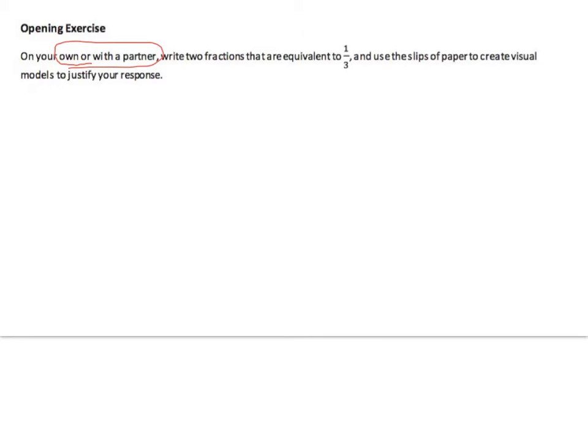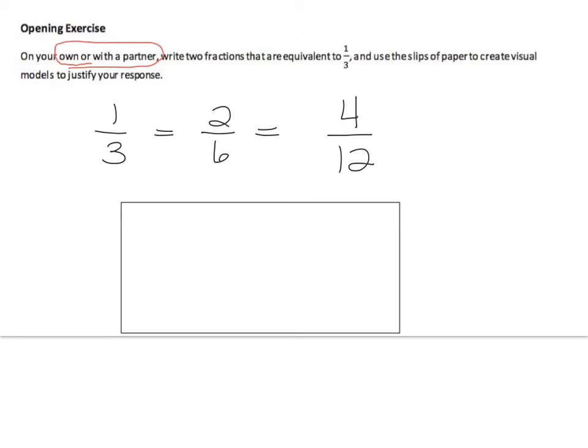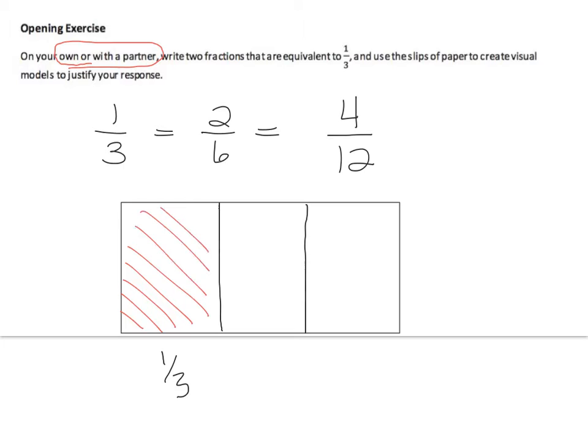Write two fractions that are equivalent to 1/3 and use slips of paper to create visual models to justify your response. Okay, I'm going to try to split this rectangle into 3 equal pieces. And here we have 1/3. I would shade it in. Anyway, so let's do that.